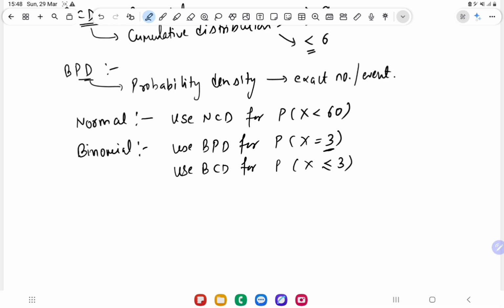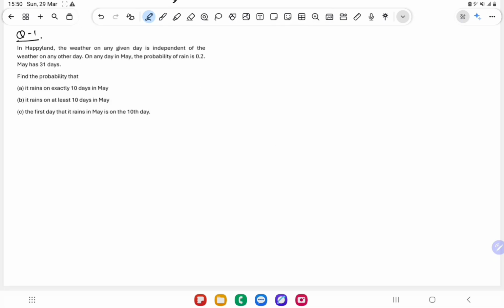In IB exams, you will see the words at most or exactly in questions. So for at most, I will use BCD, and for exactly, I will use BPD. So PD and CD, this is how you can remember. Now let's understand these two with the help of some IB questions.